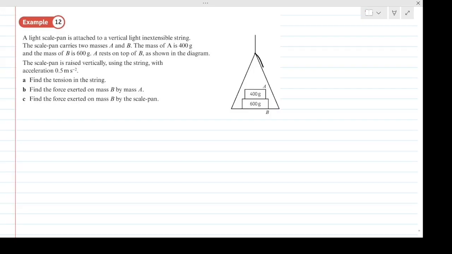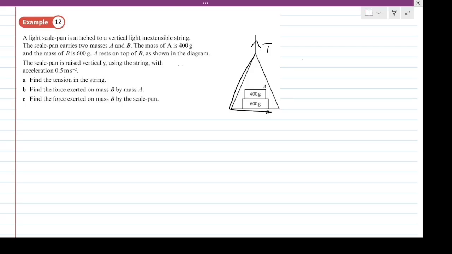So this little triangle here is attached to a light inextensible string, which is this top line here. Now, there's going to be tension in the string, right? Because it's being pulled down by the whole scale pan and the mass inside of it. It's going to want to pull the whole thing down, but the tension says, no, you're stretching me, so I want to go upwards instead. Remember, tension opposes any stretching. So if it's being stretched down, the tension will go upwards to oppose it.